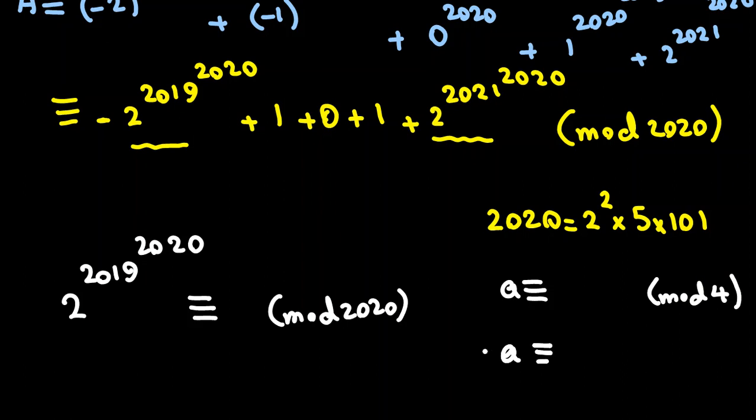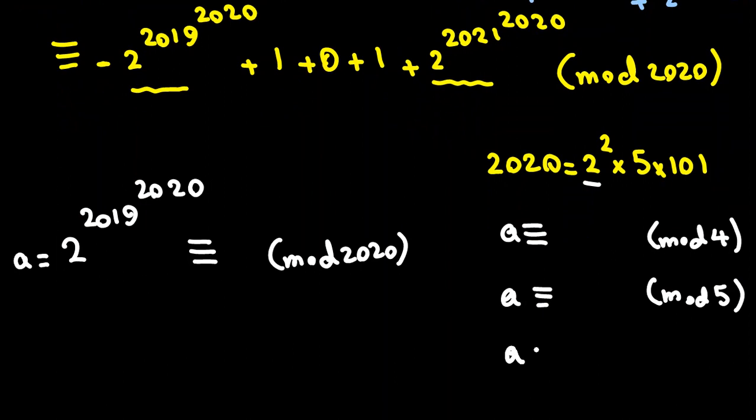Let me call this number A. We want A mod 4, since 2020 = 4 × 5 × 101, then A mod 5, and A mod 101. If you know these things by the application of congruence I've explained, if you know mod 4, 5, and 101, you can find mod the LCM of them, which is 2020. So it's easier to work with 4, 5, and 101.